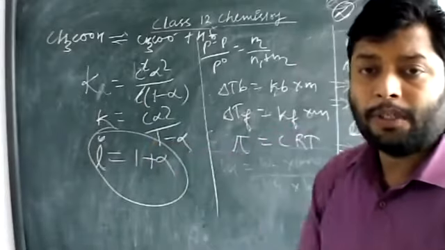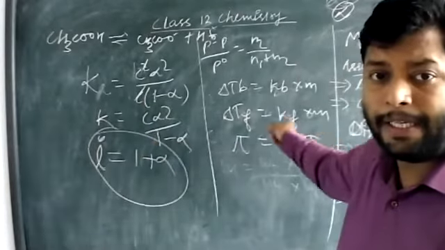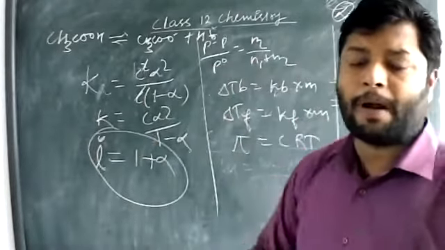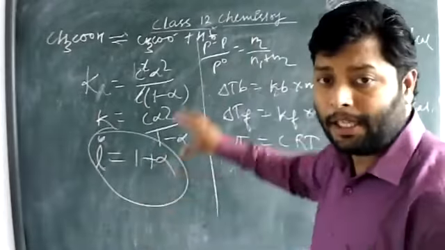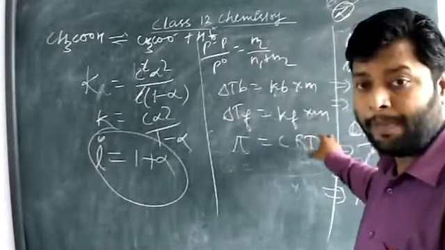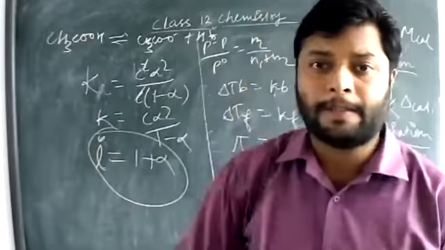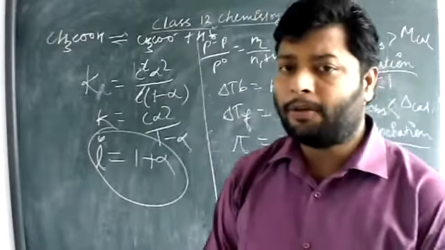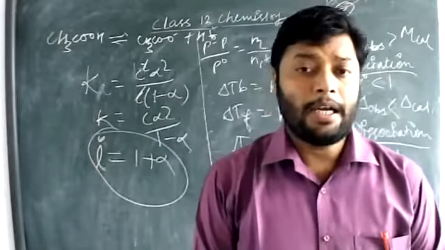That will give you the value of i, and with the help of i, you can make a correction in the colligative properties. For correction, every colligative property will just be multiplied by i. That is all about the van't Hoff factor and its concept.